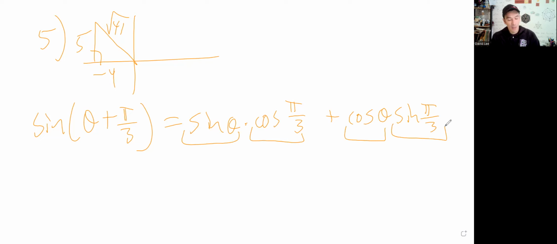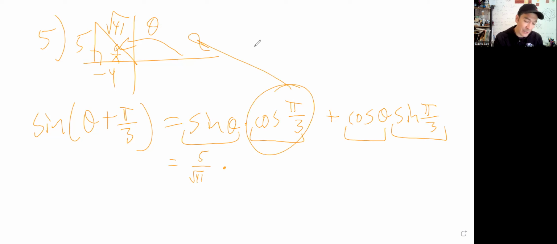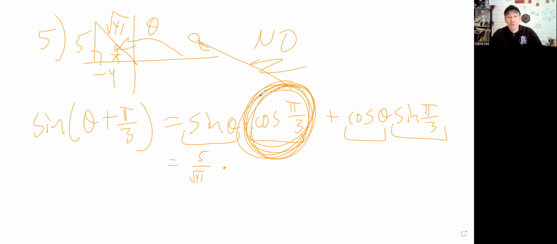Let's see the first part. Sine of theta. Theta is the angle that drops us off, and we are standing right there. Sine would be opposite over hypotenuse, so this would be 5 over square root 41, times the cosine of pi thirds. You don't need the picture for this. You need the unit circle. Go to pi over 3 and tell me cosine, which is the x coordinate. At pi over 3, which is 60 degrees, the x coordinate is 1/2, which is why this is 1/2.